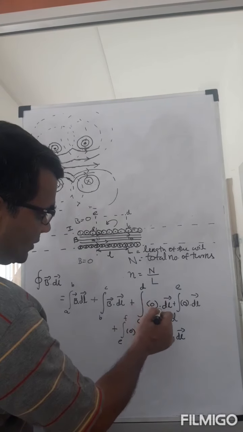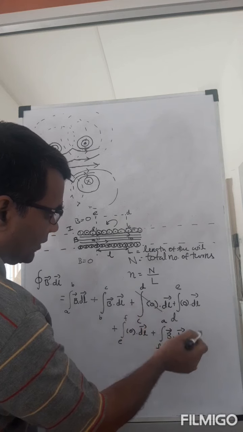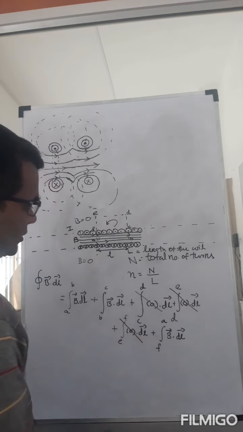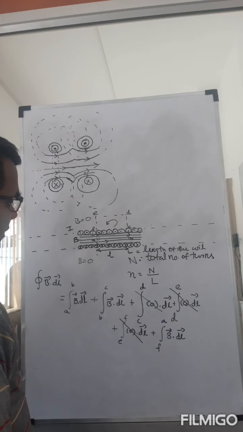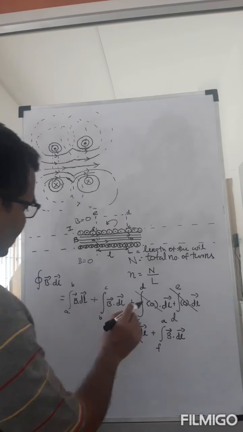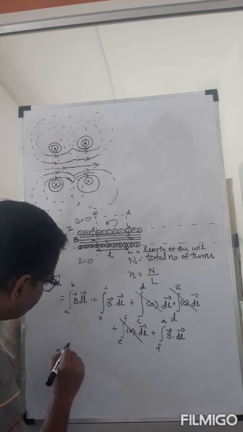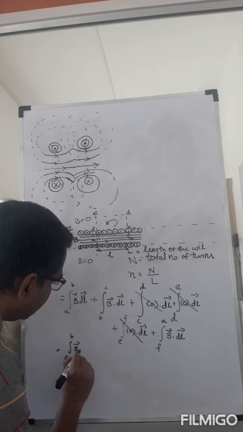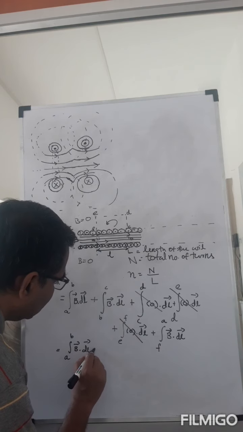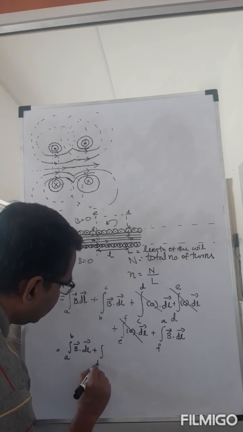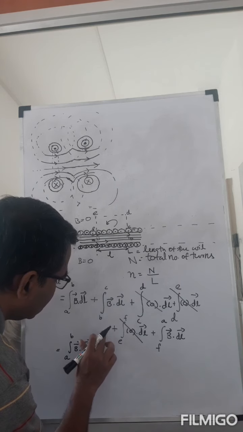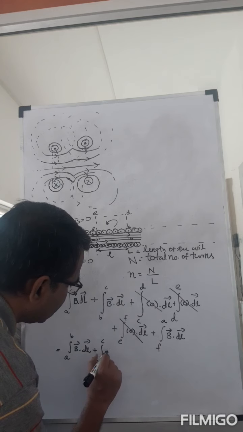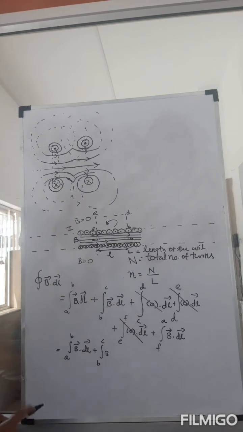I can ignore this 0, this is gone. I can ignore this 2, this 0, this is gone. I can ignore this 2, this is also gone. Then I need to worry about these three now. Okay, first then I will be left with A to B, B dot DL plus B to C, B dot DL. So I'll do it this way.